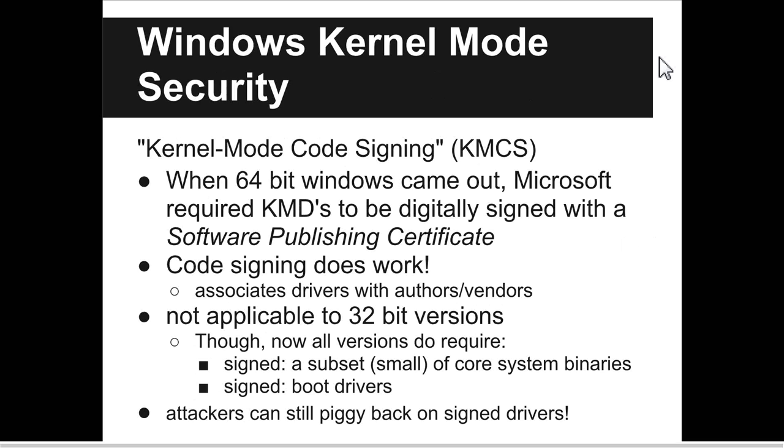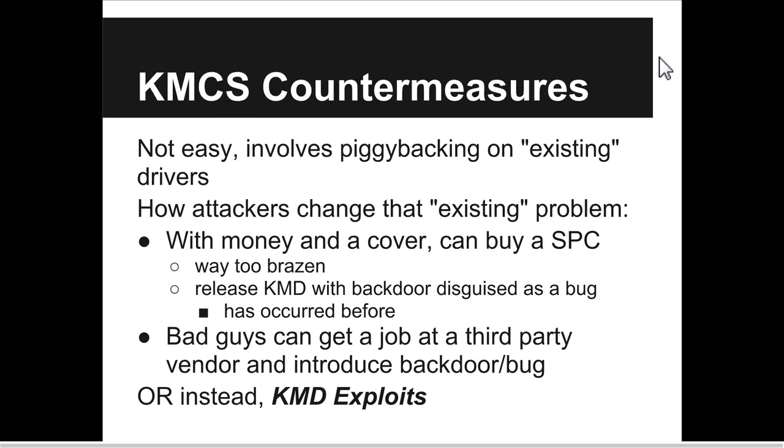So we talked about code signing. Code signing does work. When 64-bit Windows came out, all kernel mode drivers had to be digitally signed. But attackers can still piggyback on this process, and we covered this last time. So how attackers can get around code signing is they can get a job at a valid company that has a code signing certificate and introduce their backdoors there.